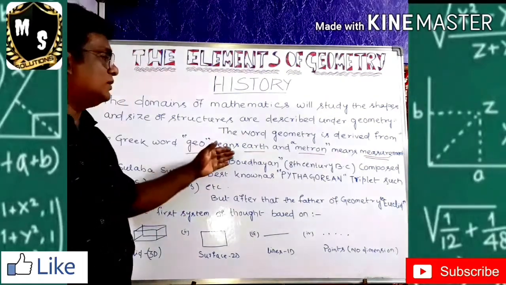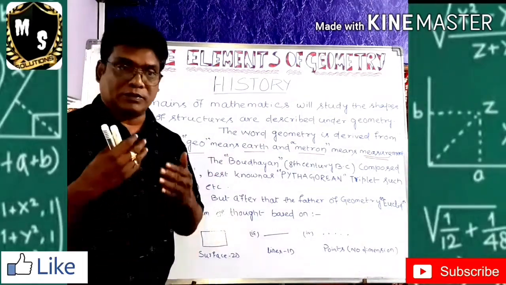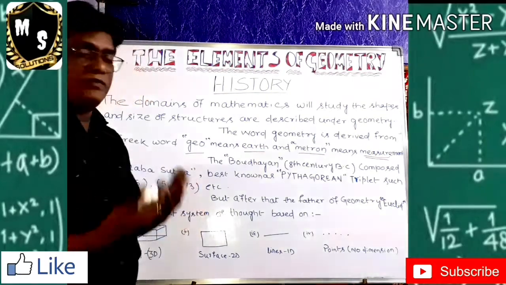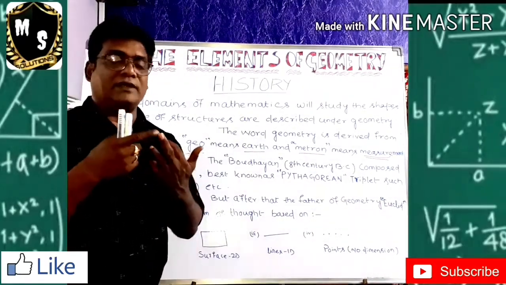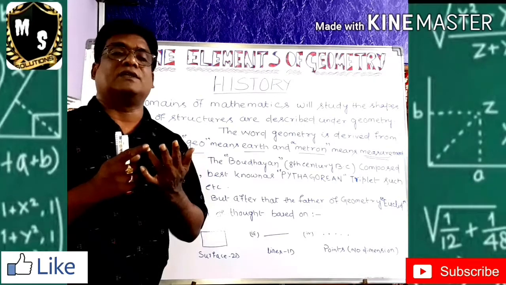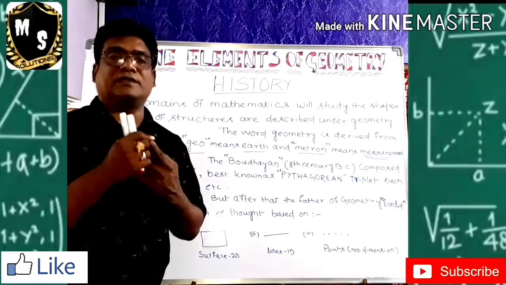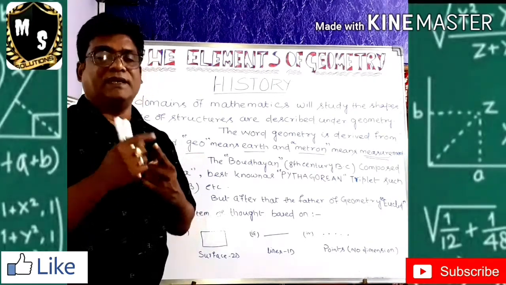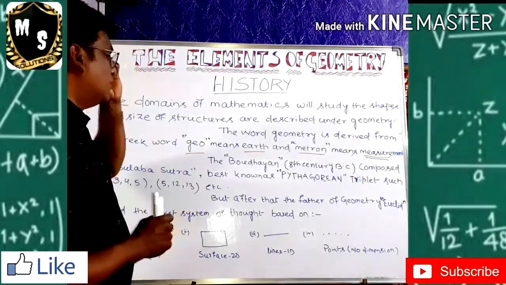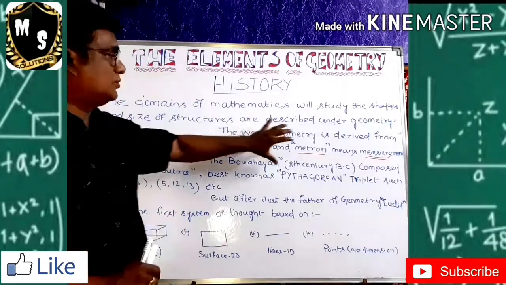The measurement of the earth goes in three ways: lengthwise, mass-wise, and time-wise. But here we are concerned with lengthwise, length and breadth-wise measurements in geometry. I hope you understood this line.